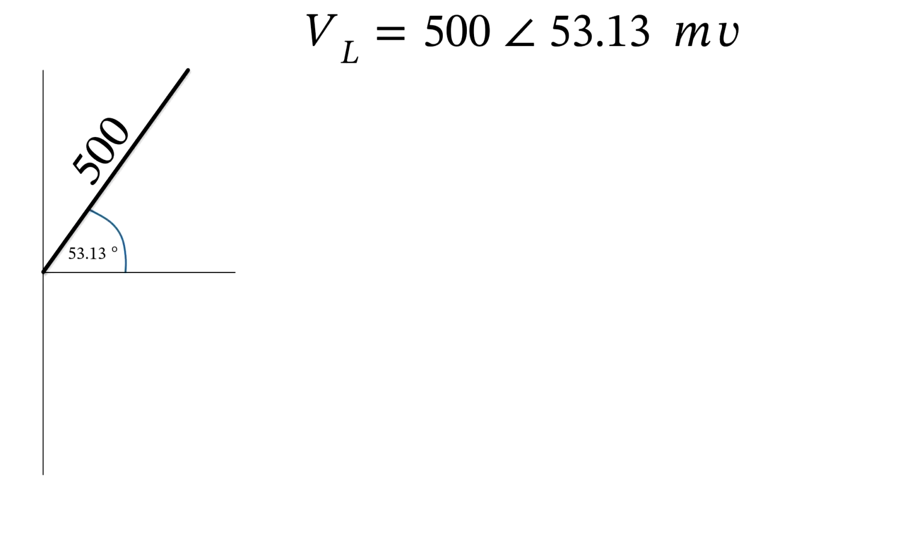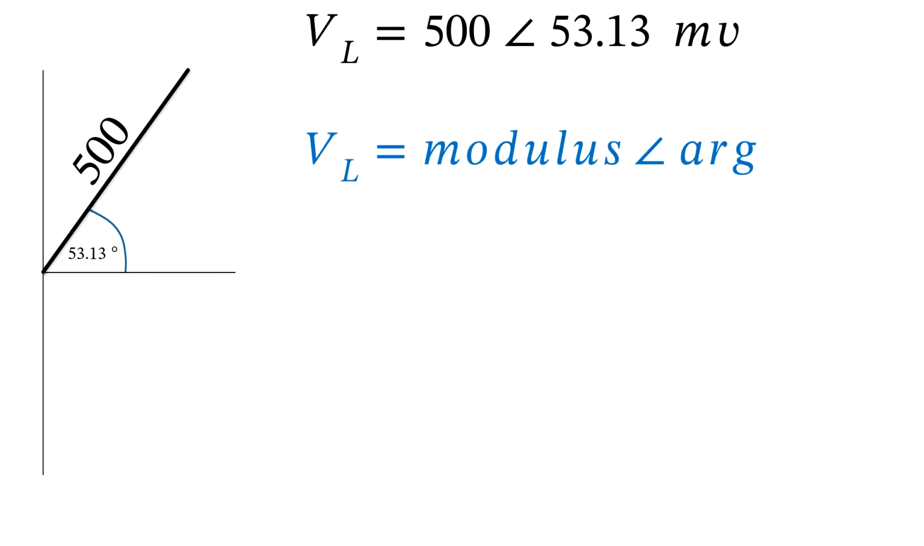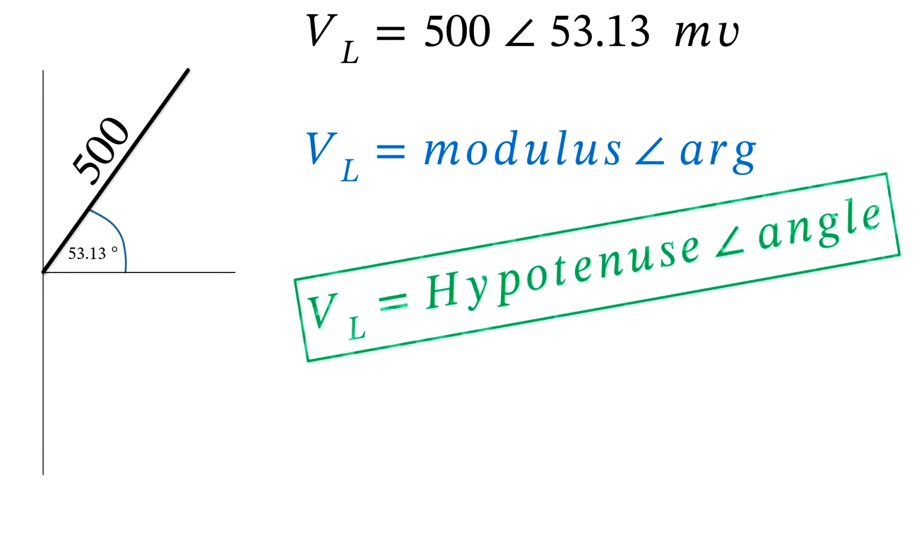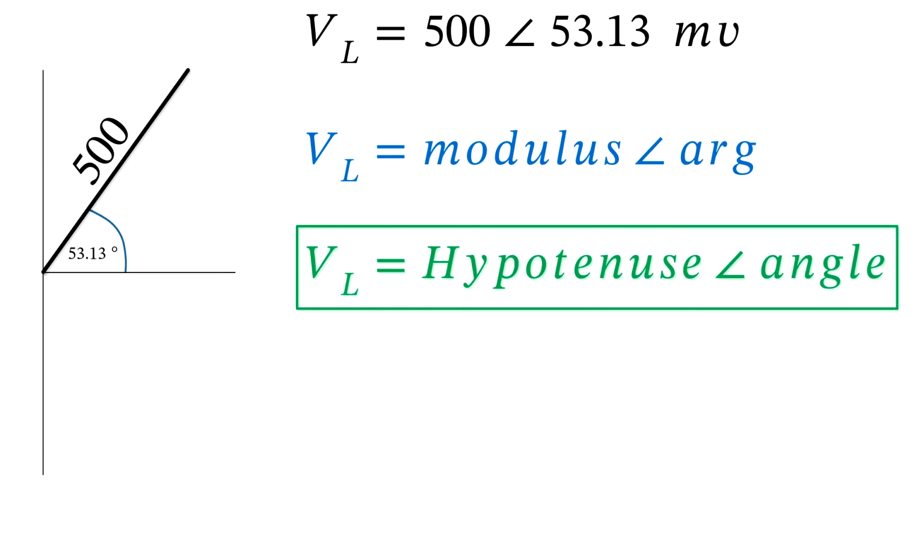So we have a polar voltage, it's an inductor voltage, 500 millivolts at an angle of 53.13 degrees. And polar numbers have a modulus and an argument, can be written in different ways. Could be a magnitude and an argument, or an absolute value and an argument, but the best way to think of it is modulus and argument, but what it really is a hypotenuse and an angle.